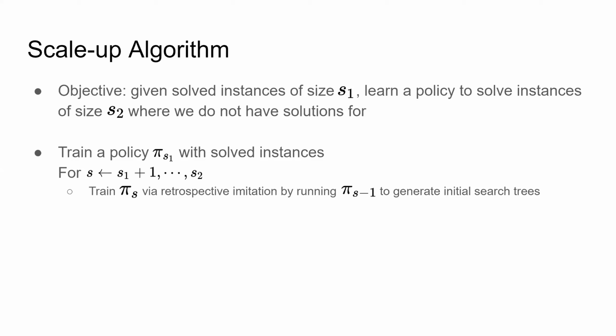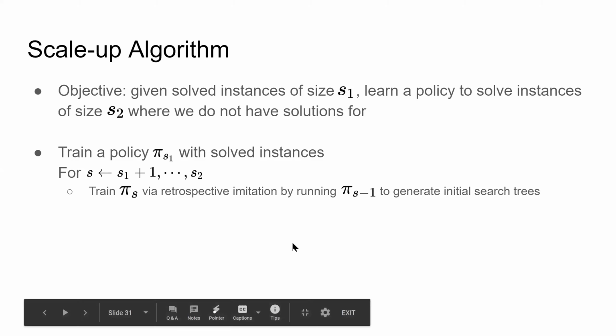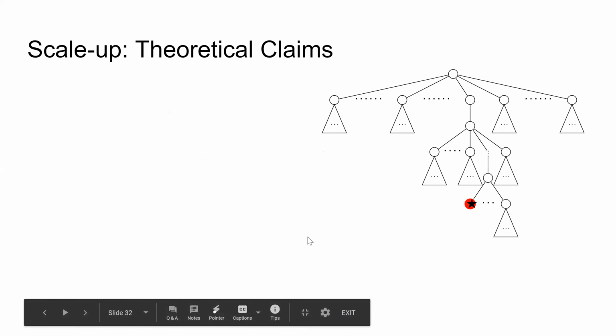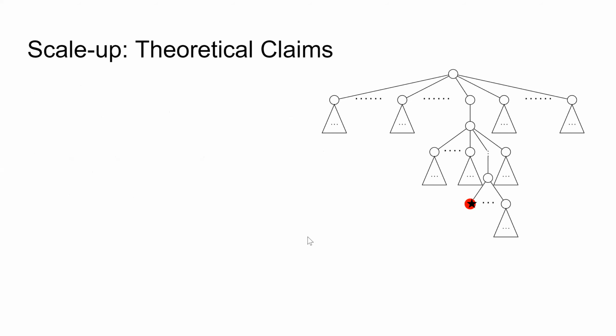And then once we generate the initial search tree, we can apply the retrospective imitation learning algorithm to identify the mistakes, package those into the training data, and train the new policy that works on this larger size. So one question is, okay, this sounds like a sensible way to scale up, but can we say anything theoretical? Because really here we're doing transfer learning where the initial training distribution and the final testing distribution have a gap in terms of the size.